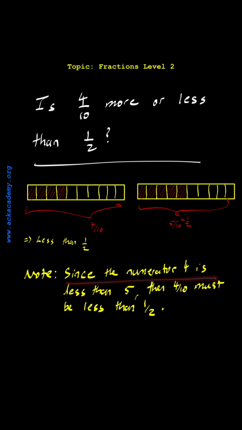Since the numerator 4 is less than 5, which makes it 1/2, then 4 over 10 must be less than 1/2. Because for it to be equal to 1/2, it would have to be 5 over 10. And because 4 is less than this 5 over 10, also notice that the denominators are the same. 4 over 10, 5 over 10, 4 is less than 5. That means 4 over 10 must be less than 1/2.